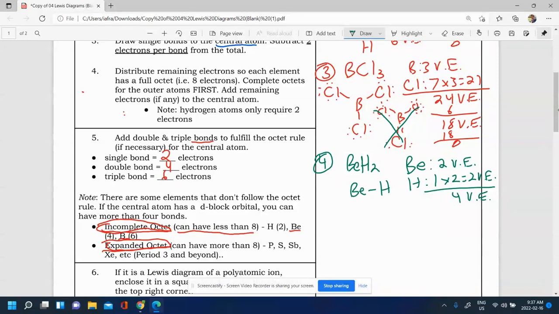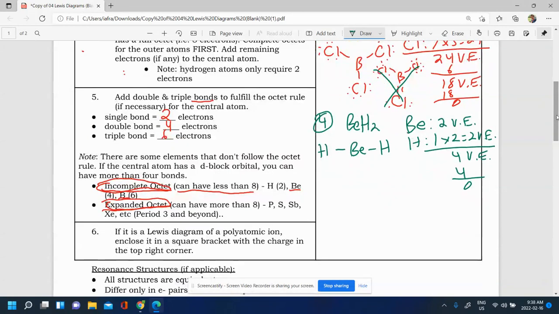And we're going to connect our hydrogens with single bonds. When we do that, you'll notice that we've already placed 4 electrons. There's 0 left. Beryllium is not happy, you would think, because there's only 4 valence electrons there. But it's actually stable like that. That structure works for it.